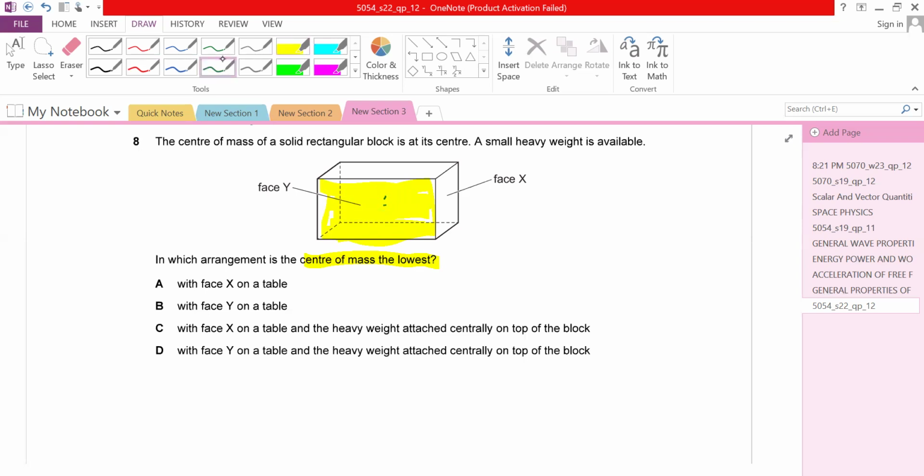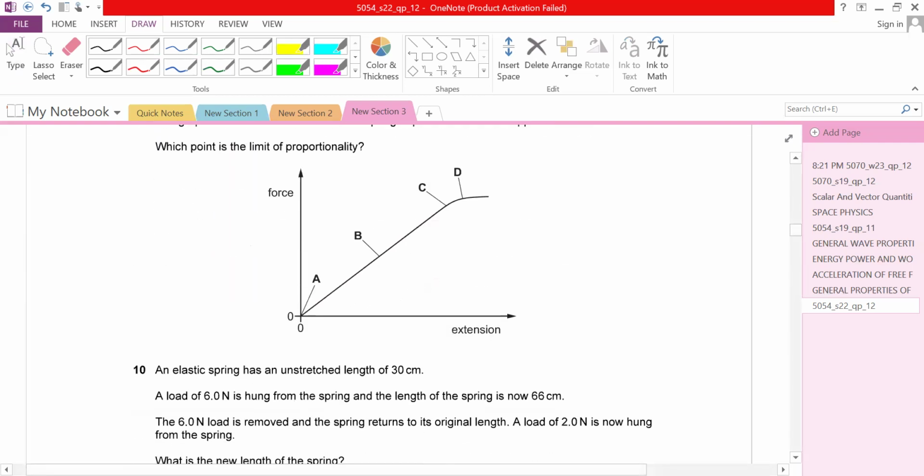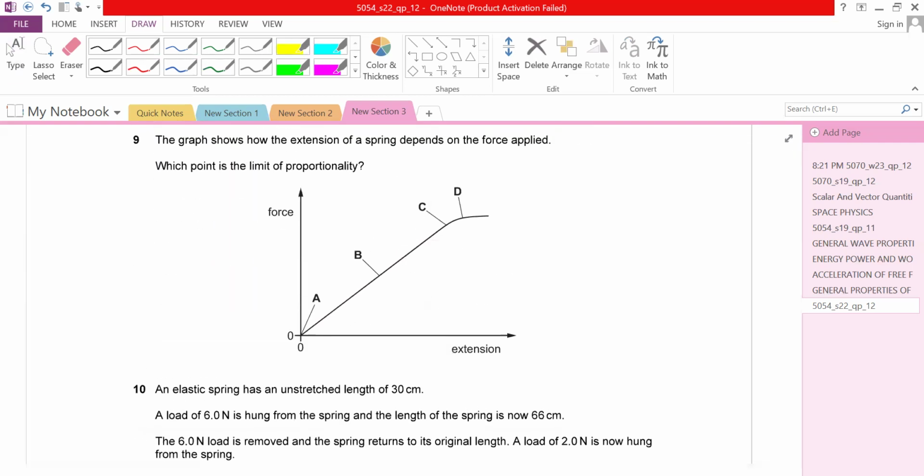Let's read out the option. With face X on the table? No. With the face Y on the table? Yes. Option B is correct for question number 8. Then question number 9. The graph shows how the extension of a spring depends on the force applied. Which point is the limit of proportionality? So the limit of proportionality is when the graph starts to curve. It is at C.